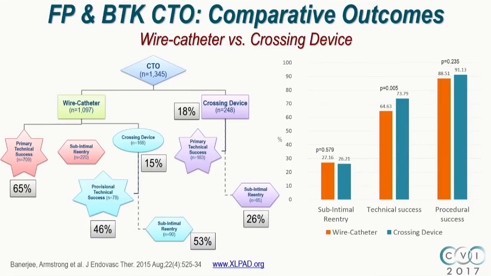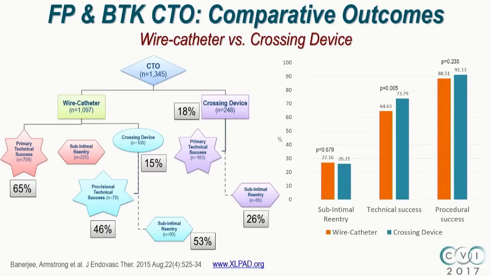Now, this is a different iteration of the slide that Dr. Burkett mentioned. As you can see, when this publication was made in 2015, only 18% used a crossing device versus a majority. We also saw that these crossing devices are used mainly in more advanced lesions, so there's a greater degree of subintimal crossing and greater degree of stent use.